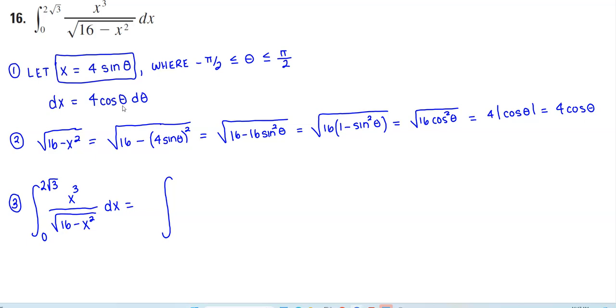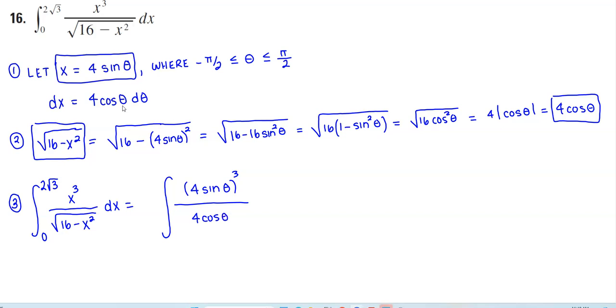So this is going to be 4 times the sine of theta, cubed. And then we also know that the square root of 16 minus x squared is equal to 4 times the cosine of theta. So you're going to divide by 4 times the cosine of theta. And then we know that dx is going to equal 4 times the cosine of theta d theta.